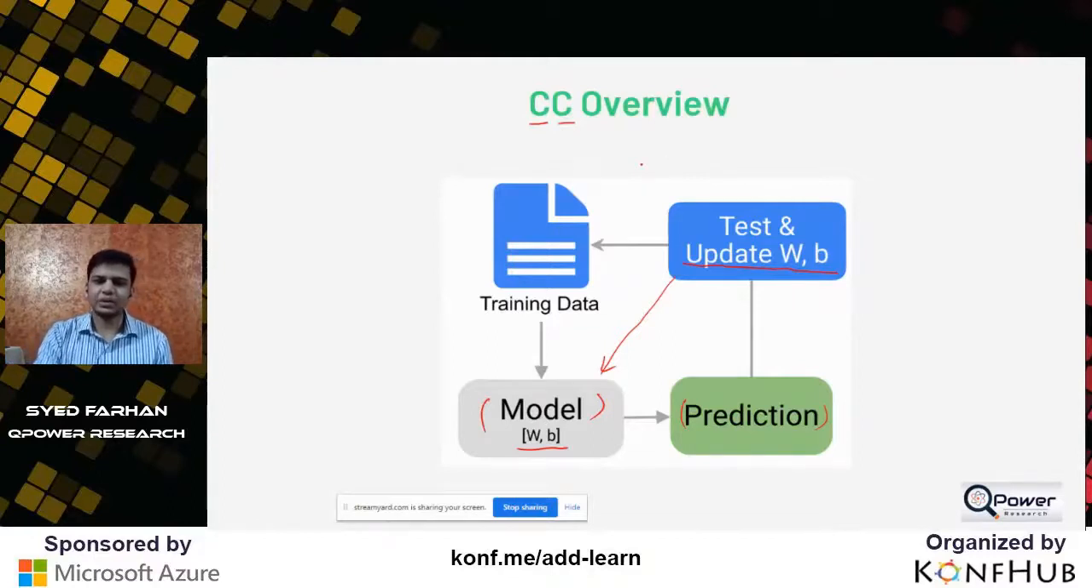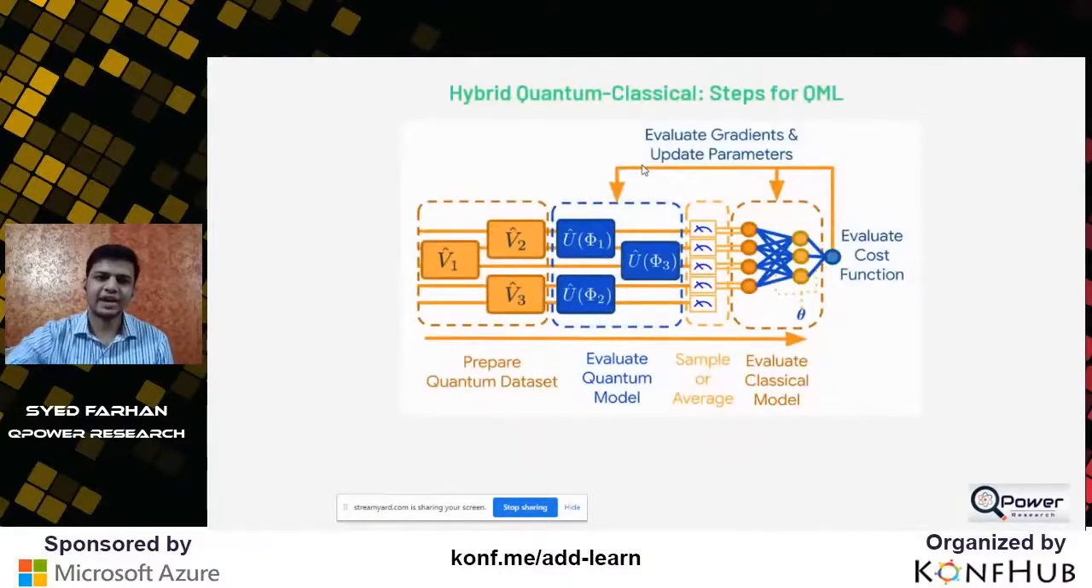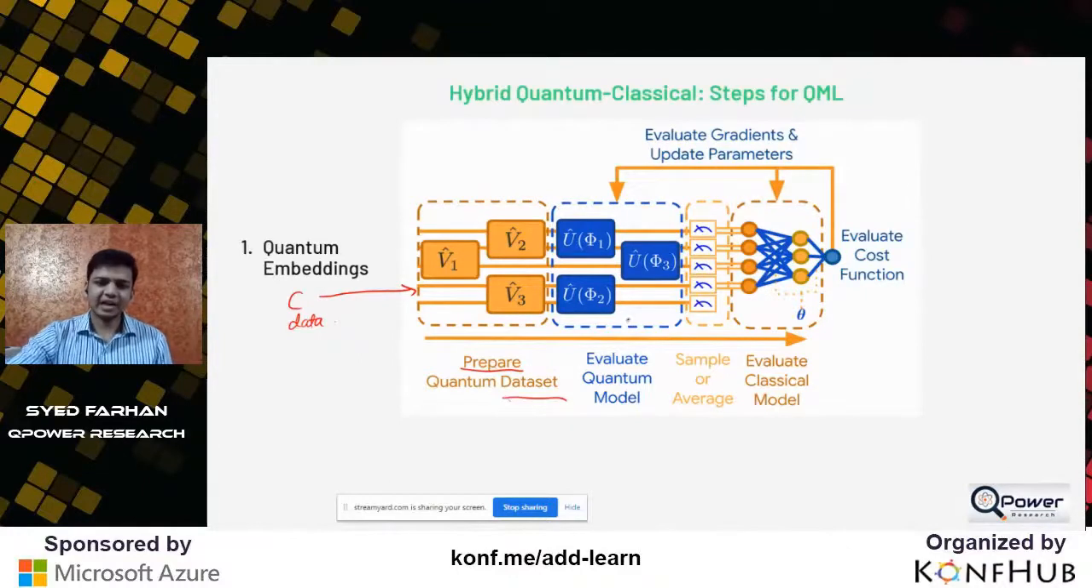So now if we compare it with a CQ loop, wherein you have a hybrid quantum classical system, the first step would be to have quantum embeddings. So you're feeding classical data into the quantum computer. You need to map it to the quantum computer itself, wherein the classical data is converted to the quantum data which the quantum computer can understand. So that's nothing but preparing your data set. That's the first part. And the second part is where you are actually doing the machine learning. You're doing the evaluation using a variational circuit.